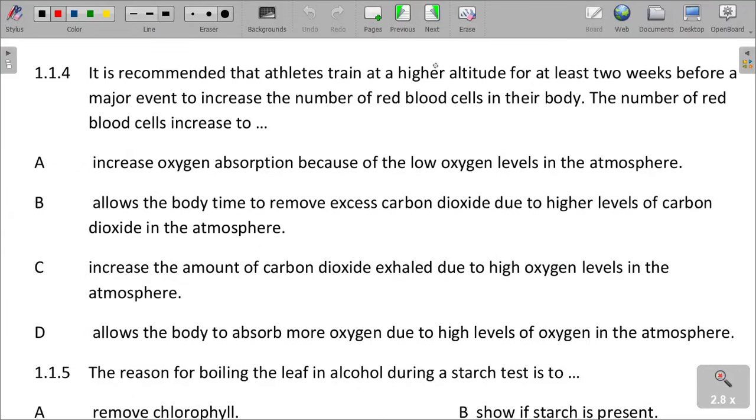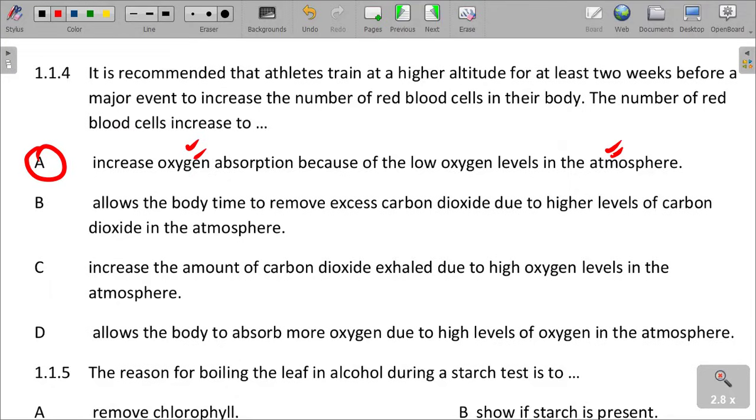So what is the function of the red blood cells? Red blood cells are specifically responsible for matters to do with oxygen. They transport oxygen around the body. So the number of red blood cells increases to increase oxygen absorption because of the low oxygen levels in the atmosphere. The higher you go, the lower the oxygen level, so oxygen absorption must increase.